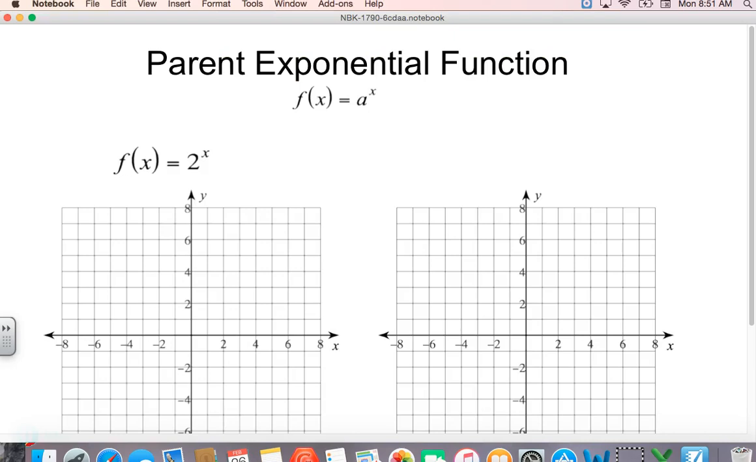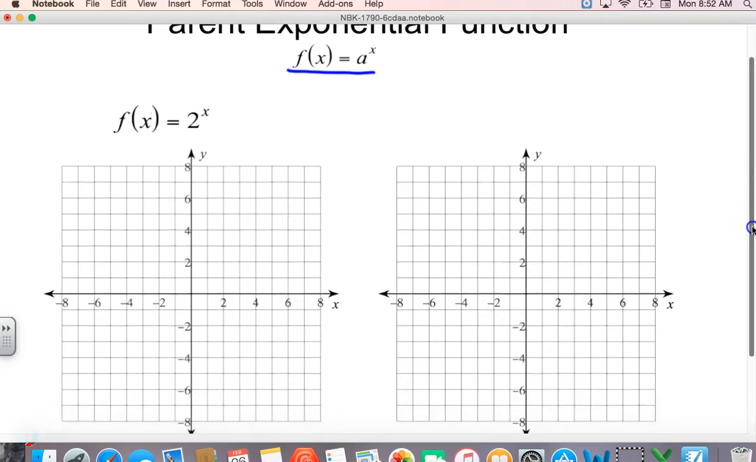So first of all, let's look at the parent exponential function. So right here, your parent exponential function is f of x equals a to the x, where a can be any real number. Okay, so you can make any real number right in there, and that'll work. So here's an example, just a really simple one. F of x equals 2 to the x. So let's look at the way the graph of this thing looks if we plug in some points.